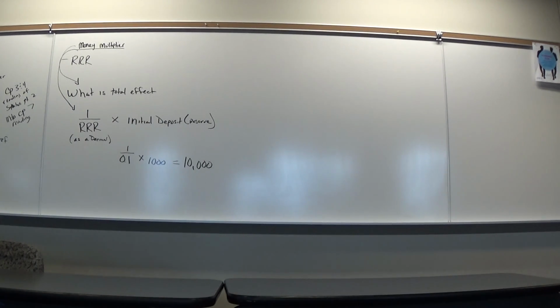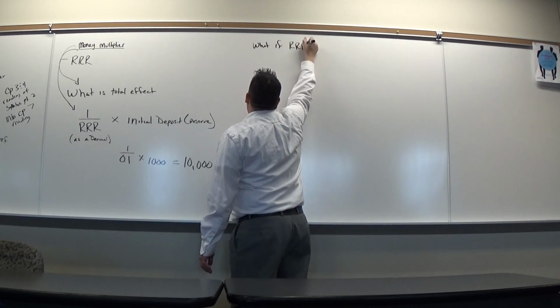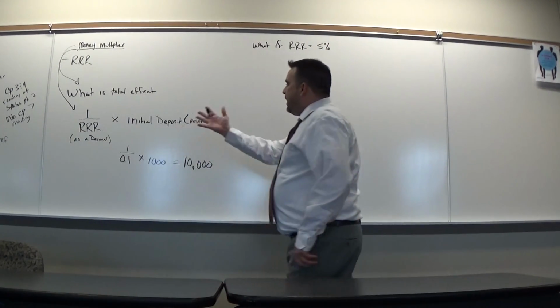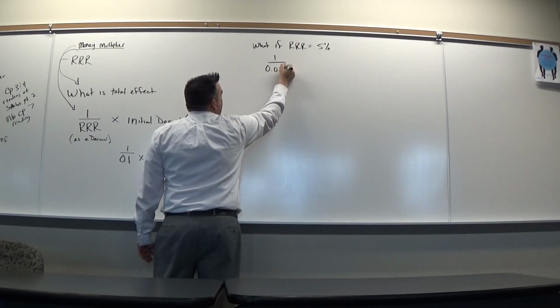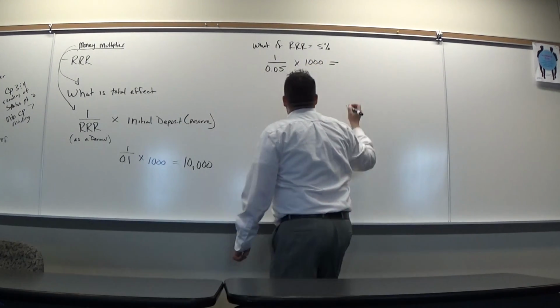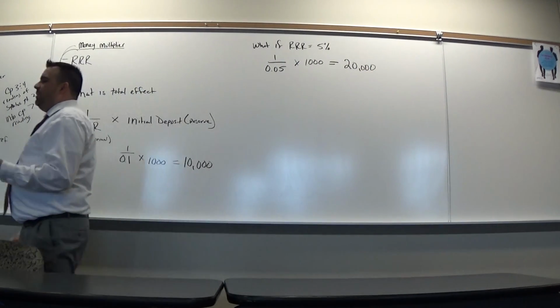If I went and polled everyone who had money, how much did you have, and added up, we would get $10,000. So the whole point of this is to remember to ask, what happens if the Federal Reserve changes the RRR? Well, let's change the RRR. Let's make it 5%. I can redo my equation now as 1 over 5%, which is 0.05, times that $1,000. And I would get a total effect on money supply of $20,000.